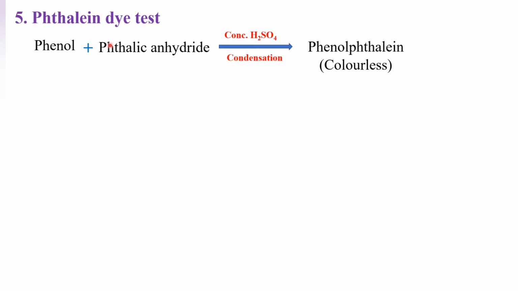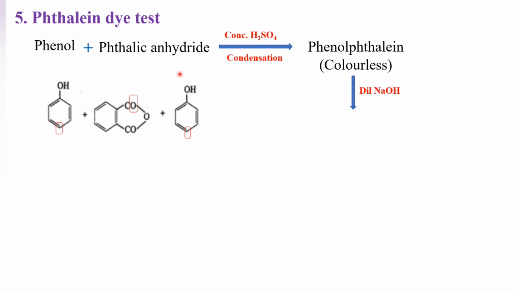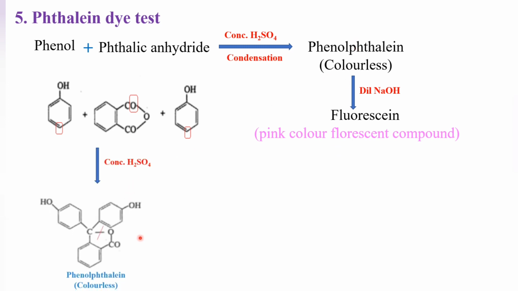So how are we getting phenolphthalein? 2 molecules of phenol with phthalic anhydride in the presence of concentrated sulfuric acid. We are getting phenolphthalein, that is colorless. Now that phenolphthalein is treated with dilute NaOH, we are getting fluorescein. So how are we getting this? First we have taken 2 molecules of phenol and that is treated with phthalic anhydride. So by that addition the para hydrogen of phenol, here one para hydrogen, here one para hydrogen and this oxygen, all will be removed as water. That's why this carbon and this carbon would be united and we are getting phenolphthalein. So how the structure is, we'll see that.